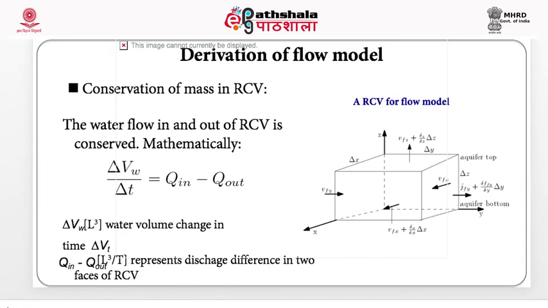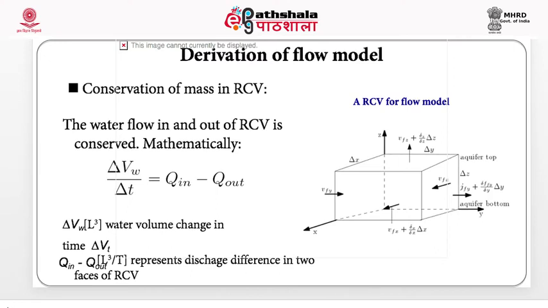Now, in order to derive the flow model, we have to find the expression for each of the quantities that appear in the Darcy model and the conservation of mass equation. Let's start by finding the value for Q in.